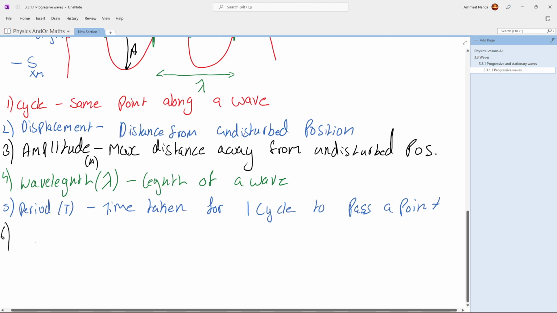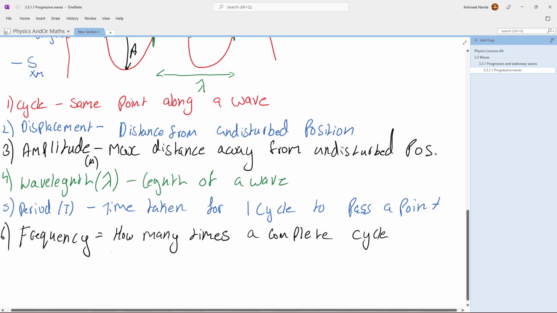Our sixth thing is our frequency. This is how many times a complete cycle passes a point per second. This is where our equation comes in. F is equal to 1 over the time period, where F is in hertz.